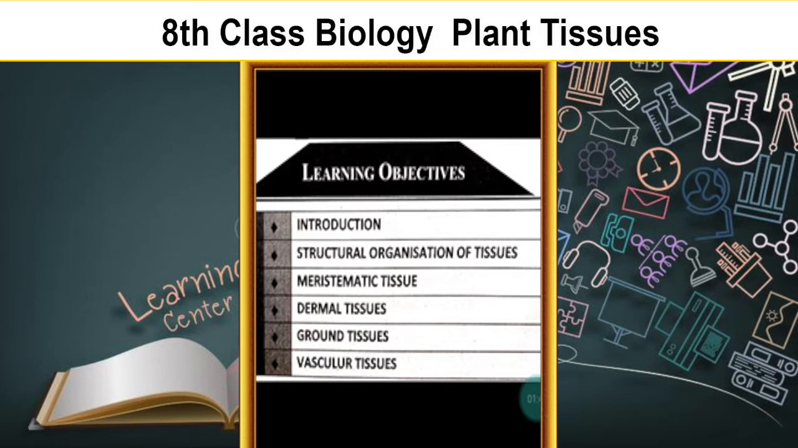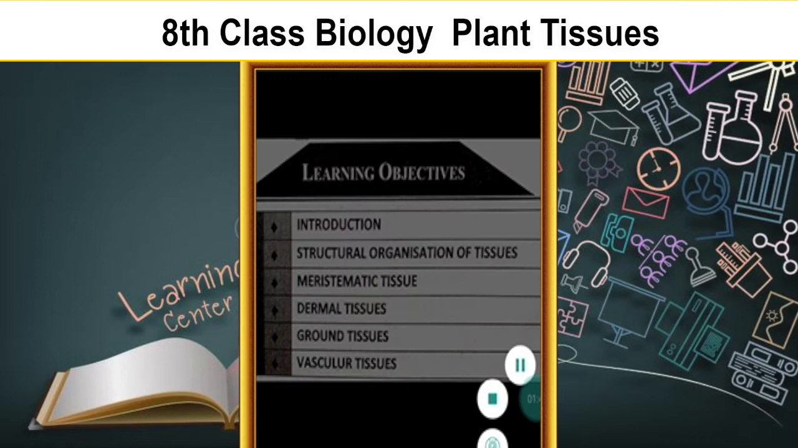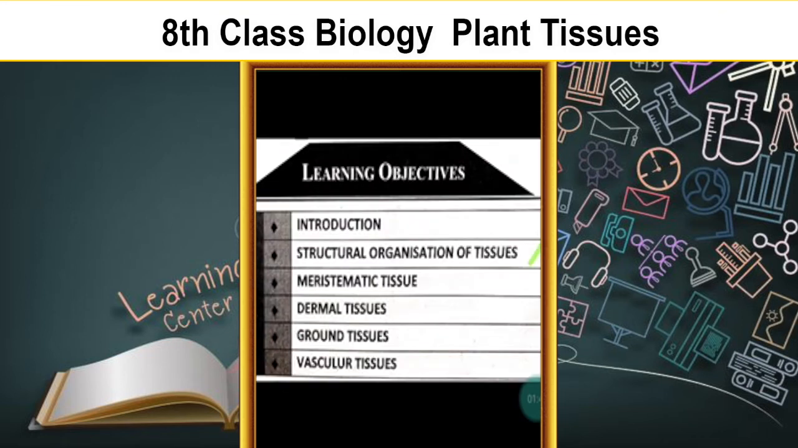Next is the structural organization of tissue. Structural organization of tissue means how tissue is formed structurally, and how the different cells in the plant body are arranged. Stems contain one type of cells, and roots consist of another type of cells. In all the different parts of the plant, different cells form tissues. This topic covers how the structural organization of tissues begins.